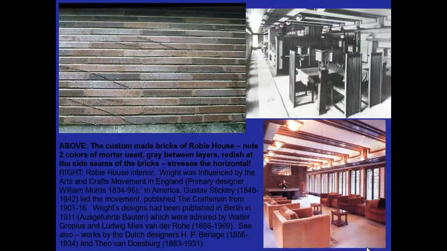You can also see here the level of detail he went to. He designed the light fixtures, the glass, the furniture, everything in these buildings, even down to the bricks themselves, which are obviously shorter than the typical brick you would buy at a Lowe's or home improvement store, and they're much, much longer. You can also see that he's using two different types of mortar between them. That in between the horizontal levels is gray, but where the butt ends of the bricks come together, he uses a reddish mortar, which kind of hides the seams and makes these long horizontal lines.